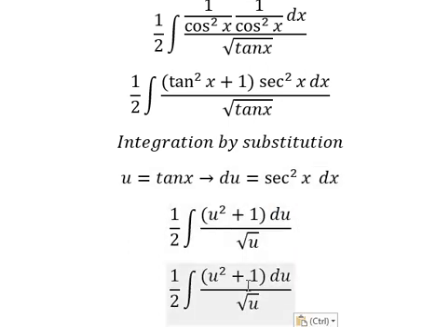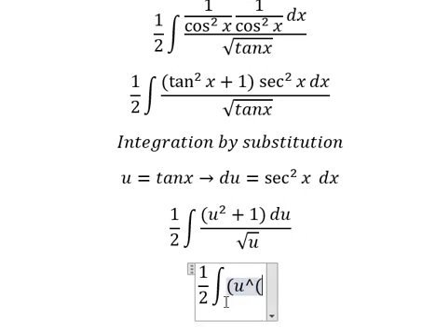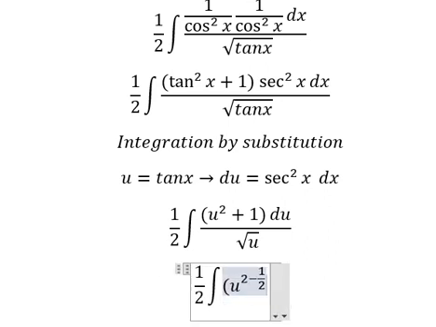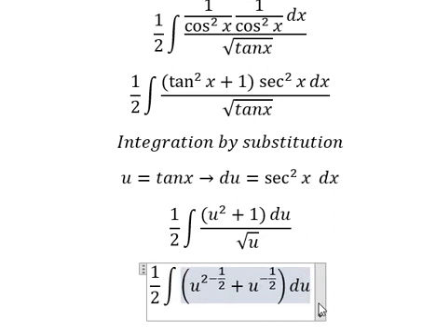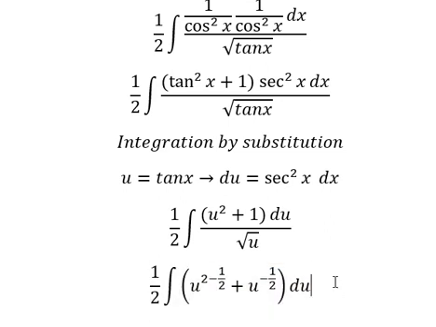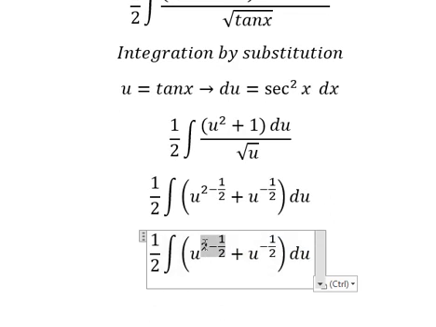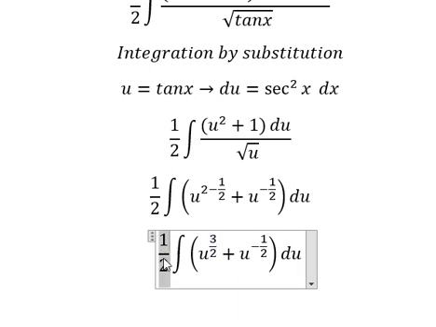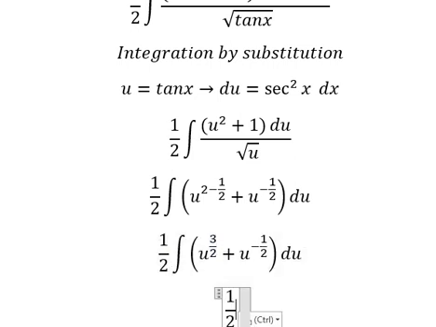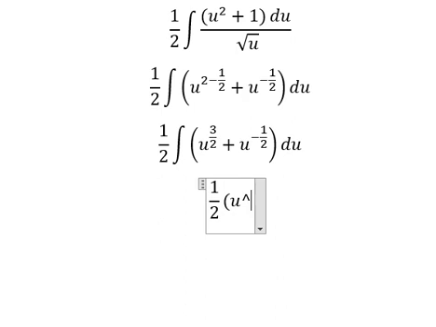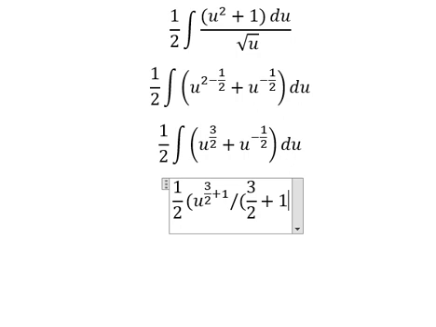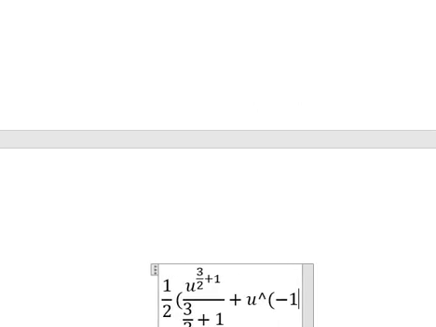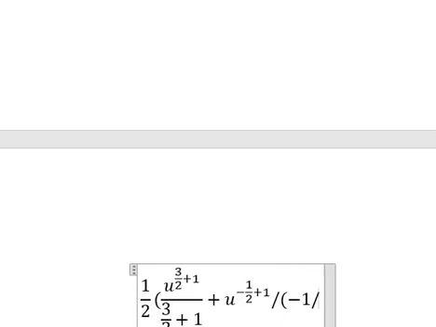So u squared divided by the square root of u, that is about number 2 minus 1 over 2. And the second one, so this one, that is about 3 over number 2. And now the integration of this one, that is about u to the power of 3 over 2 plus 1 over 3 over 2 plus 1. And the second one, that should be like this.